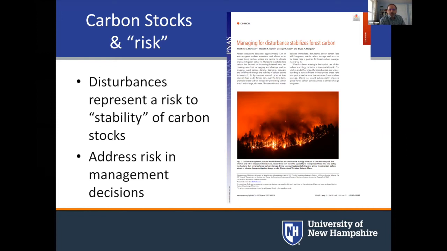And so we can think about that stability in the context of risk from disturbances. And that's obviously something that foresters are already doing day to day. And so I want to put that risk management in the context of carbon.